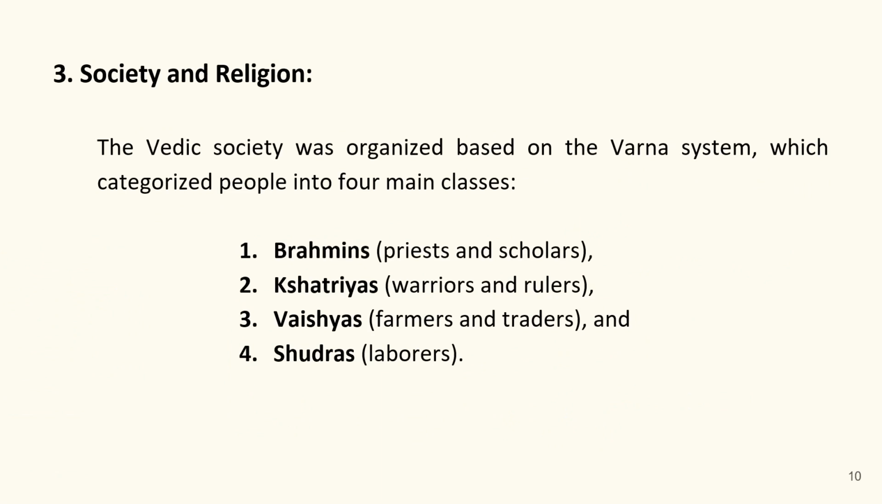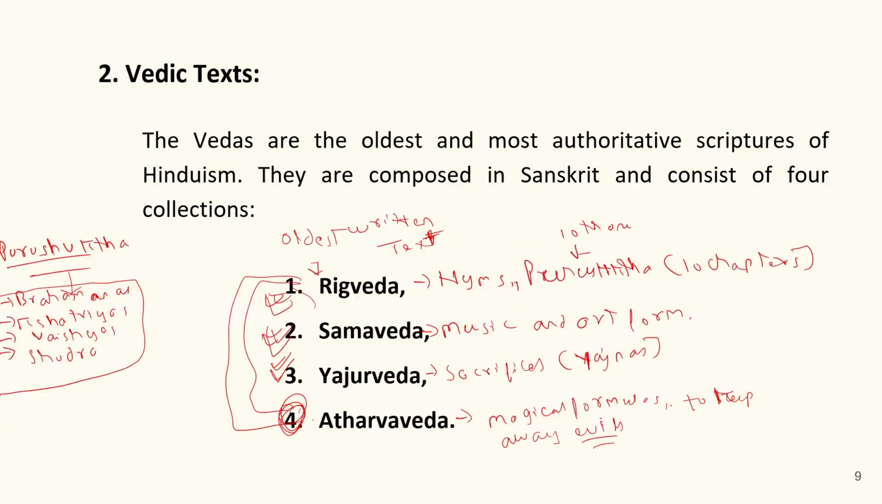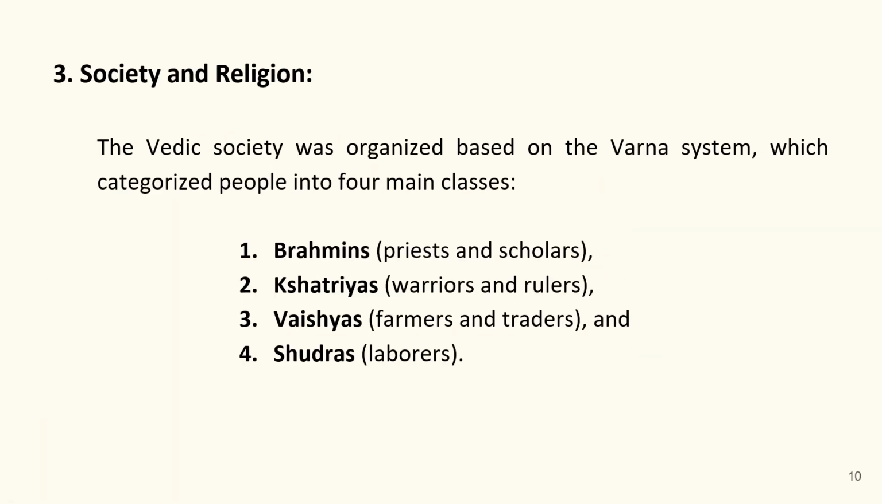So, what about the society and religion? The Vedic society was organized based on the Varna system, which categorized people into four main classes. The Varnas I have told you, the Brahmana, Kshatriya, Vaishya and Shudras, are mentioned in the Rig Veda in the 10th chapter called Purushokta. Got it? Now, let's have a look at these Varnas, starting from Brahmins, Kshatriyas, Vaishya and Shudras. Okay. Now, who were Brahmins?